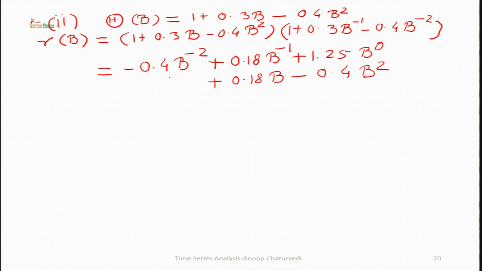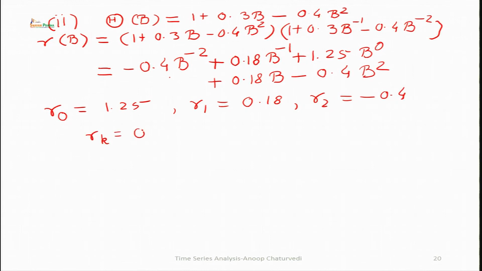So, from here you obtain gamma 0 equal to 1.25, gamma 1 equal to 0.18 and gamma 2 equal to minus 0.4, and gamma k is equal to 0 for all k greater than or equal to 3, means for k equal to 3, 4 and so on, gamma k is 0.